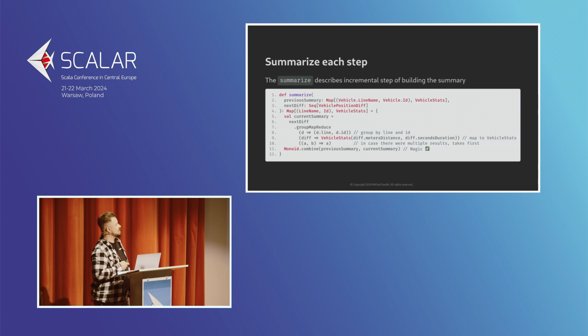You have the previous summary, which is initially an empty map, and then this sequence of vehicle position differences, which is something that we produced previously. It's not very sophisticated. We just want to make sure that we match the line ID on the left-hand side and produce the stats. So we just have the meters distance and seconds duration. And all we need to do after that to combine two maps is to call monoid. I promise I have slides for that, but I know I'm not going to make it, so catch me at the corridor, I can finish that. For those of you who worked a bit with Cats, I guess you already know what happens underneath.